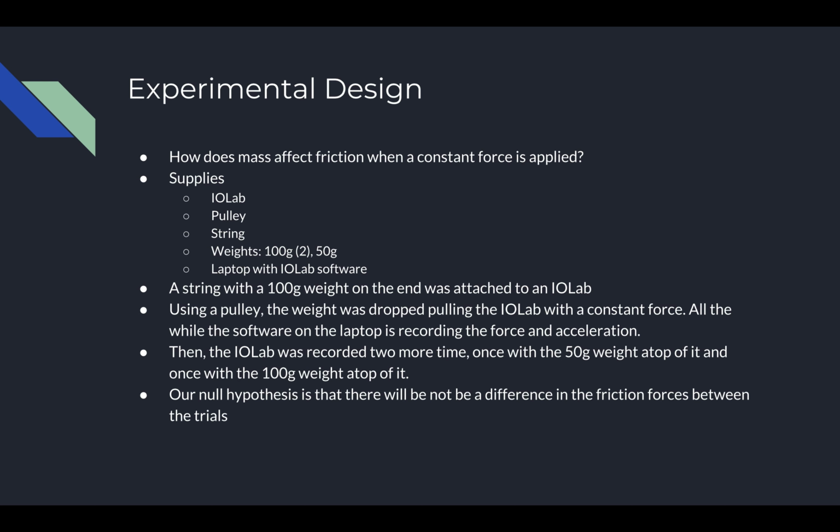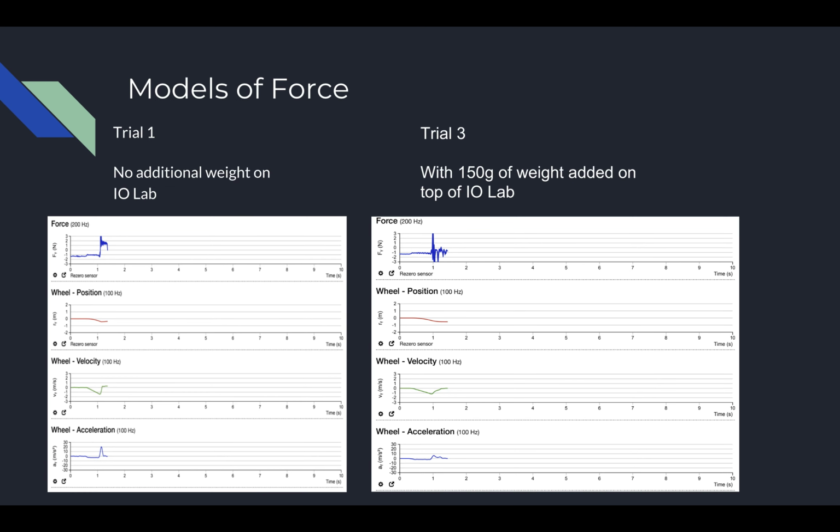Our null hypothesis is that there wouldn't be a difference between the frictional force between our trials. Here you can see trial 1 where we had no additional weight on the IO lab, and trial 3 where we had 150 grams of weight added to the top of the IO lab.